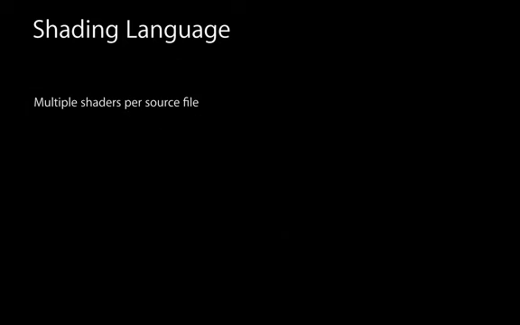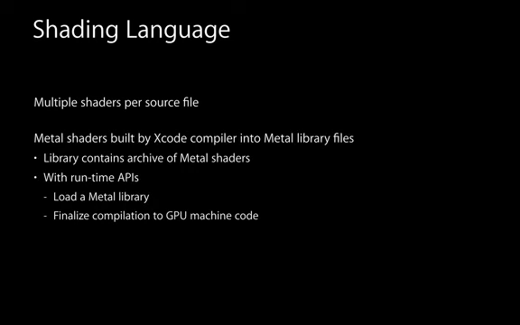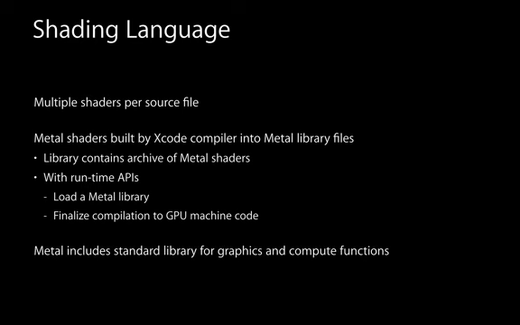The Metal shading language itself is incredibly easy to use. You can put multiple shaders in a single source code file, and then we will build those source code files with Xcode when you're building your application into Metal library files. And the Metal library files are essentially just an archive of your Metal shaders. With the Metal runtime APIs, you can actually load a Metal library, and then you can finalize the compilation into this device's machine-specific code. We also include an awesome standard library of very commonly used and incredibly performant graphics and compute functions.